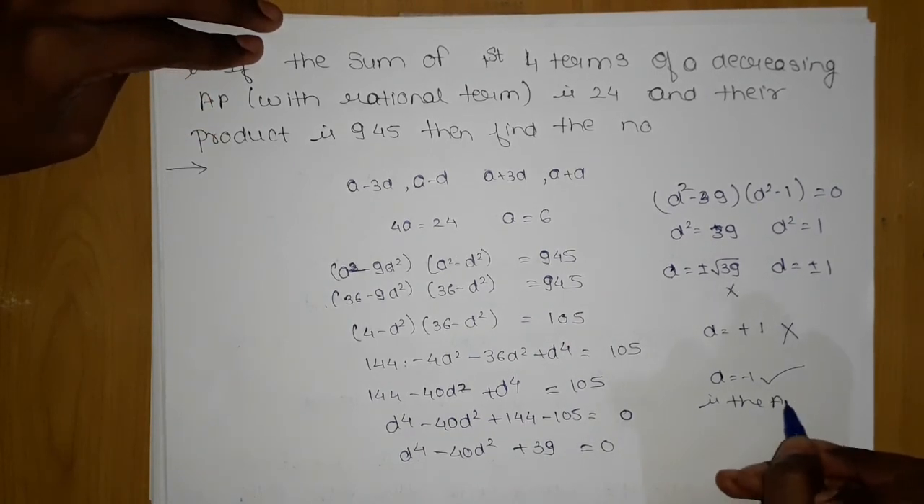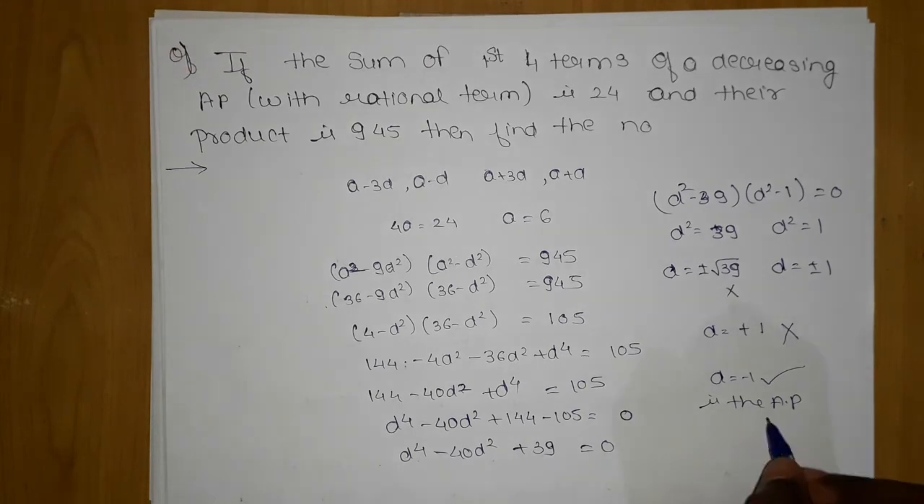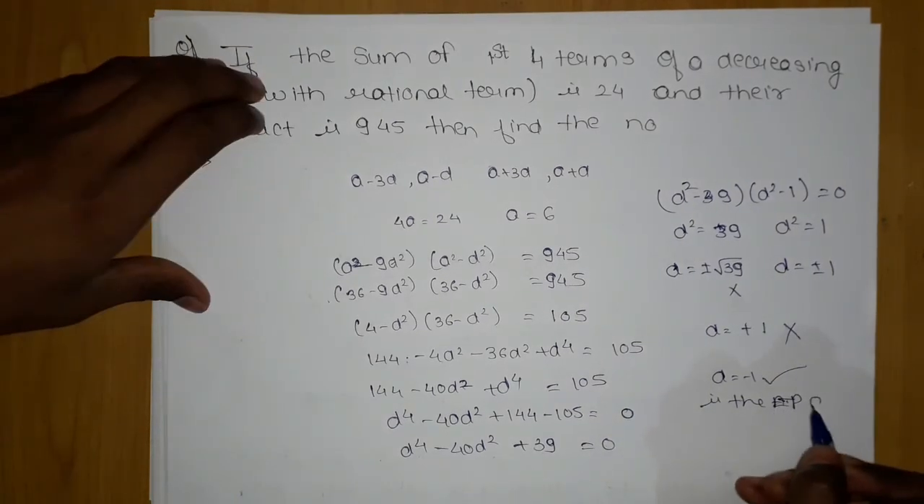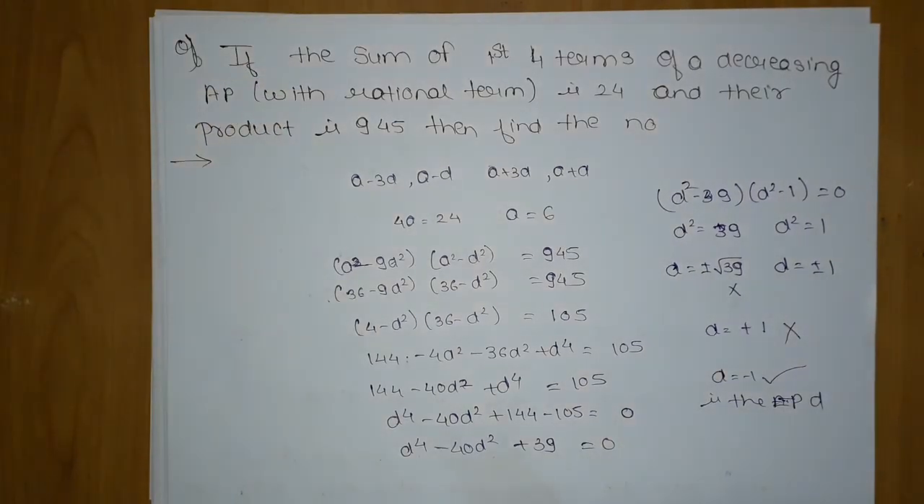So the sentence is the AP, and the answer is d. Now the words in the question also matter, because here you have to predict the d, which you can only predict by understanding the question properly. Okay, now let's move on to the next question.